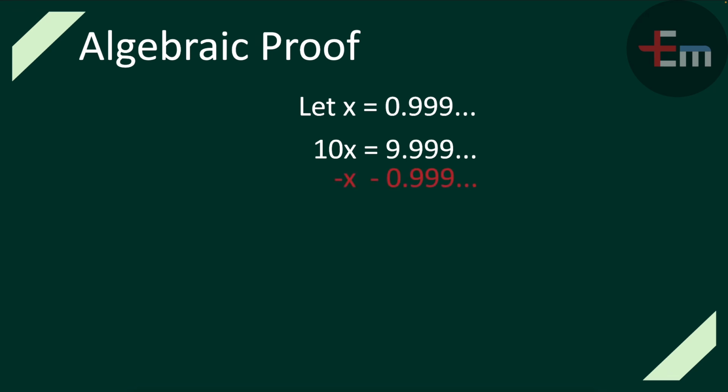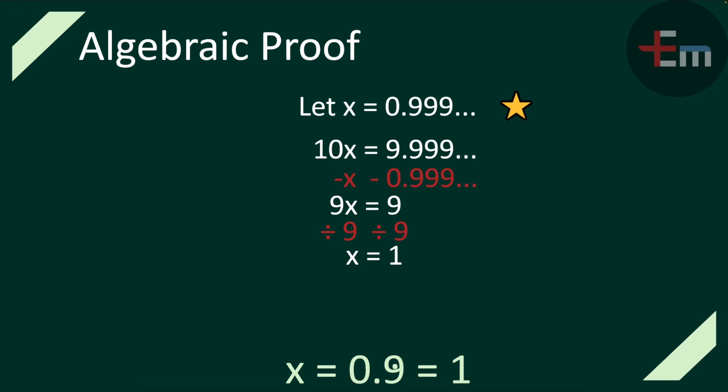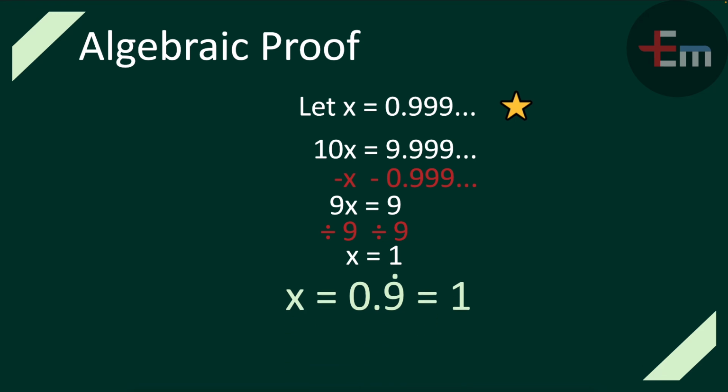Subtract x from both sides, and you get 9x on the left side and 9 on the right side, since the recurring 9s subtract each other out. Now you have 9x equals 9. Divide both sides by 9, and you get x equals 1. And remember that x is equal to 0.9 recurring as well, so 0.9 recurring must equal to 1.